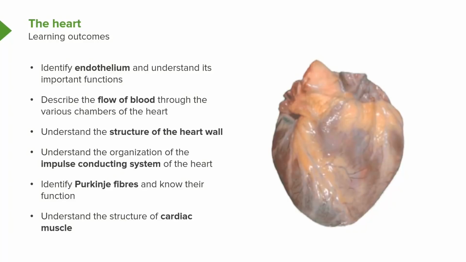It's important that you understand the difference between Purkinje fibres, which are normal cardiac muscle fibres but specialised for conduction, and how to distinguish those fibres from cardiac muscle that's specialised to pump, to contract and move blood through the heart. It's also important that you understand the difference between the structure of cardiac muscle and smooth muscle and skeletal muscle.